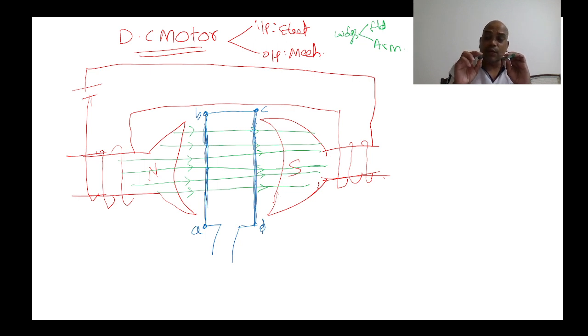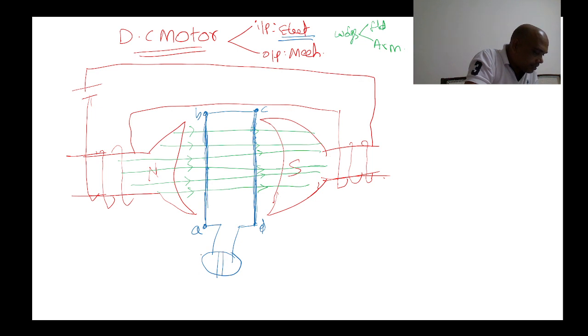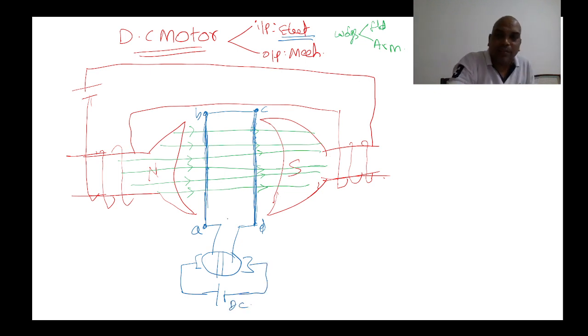In the DC generator, which input did I give to the armature conductors? Mechanical input. If I gave mechanical input, what happened? Conductors are rotating. But in the DC motor, what is the input? Input is electrical. So I will give electrical input, DC input, to the armature conductors.